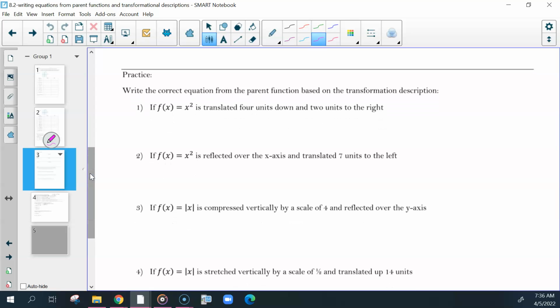So if it's vertical, is that inside or outside? Outside. And that's going to be a negative on the outside. And then translated 7 units to the left, is that horizontal or vertical? Horizontal. So that's inside or outside? Inside.